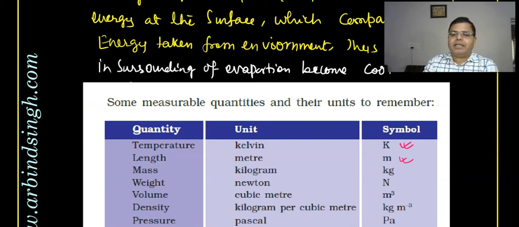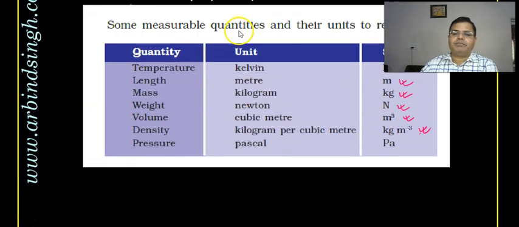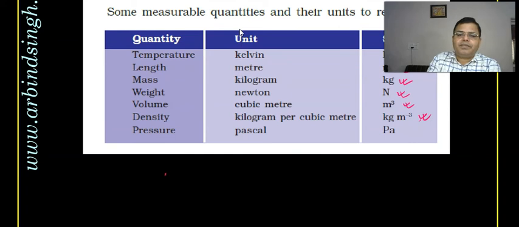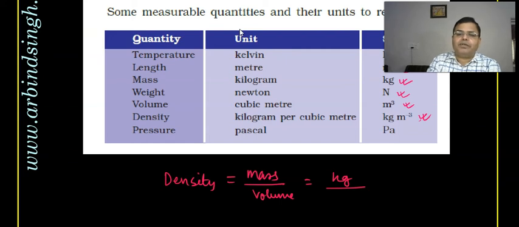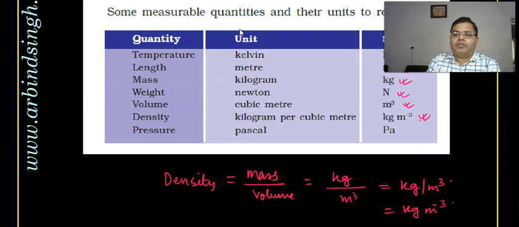Similarly, mass can be measured in terms of kilogram, weight in terms of Newton, volume in terms of cubic meter, and density in kilogram per cubic meter, because density is defined as mass per unit volume. The SI unit of mass is kilogram, and the SI unit of volume is meter cube, and therefore density is measured as kilogram per meter cube, or can be written as kilogram meter to the power minus 3. So this is what we discuss.